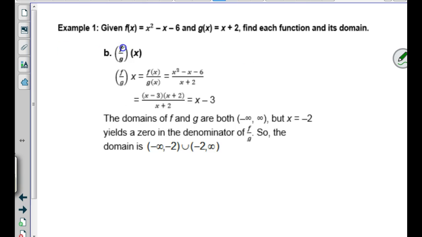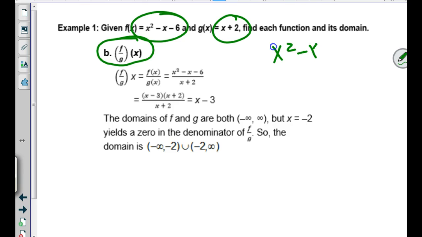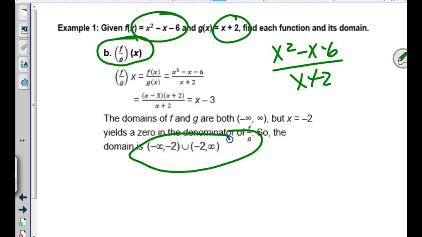All right, this one says find f over g. So they put this function on top of this function. Now, as soon as you do that, there's a domain restriction. X cannot equal what? What would make the denominator 0, guys? -2. So everything but -2 works. So that's what they've written over here in painful interval notation.